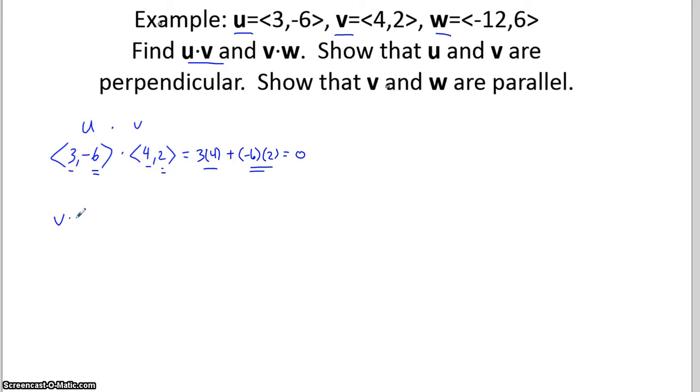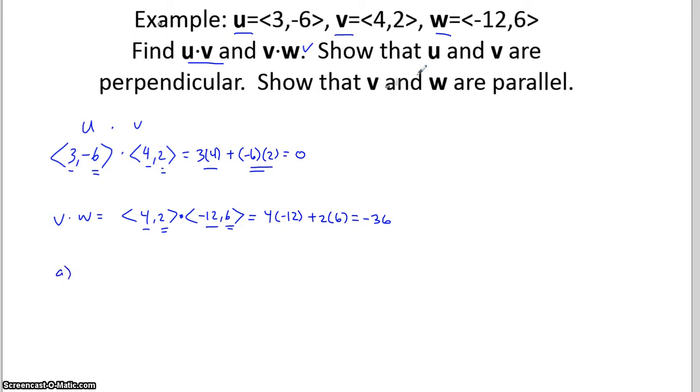The next one is v dot w, and that's going to equal the vector 4, 2 dot product with negative 12, 6. Again, we multiply the x terms together, so we have 4 times negative 12. To that, we add the multiplication of the y terms, which is 2 times 6. This is negative 48 plus 12, which is negative 36. So we've done this first part.